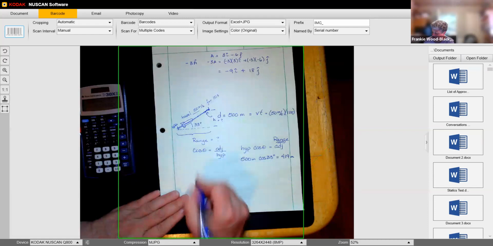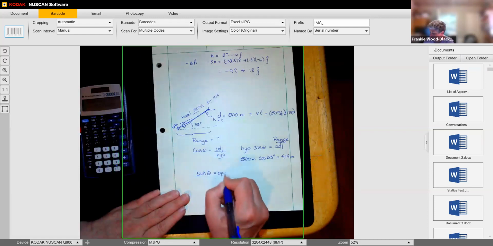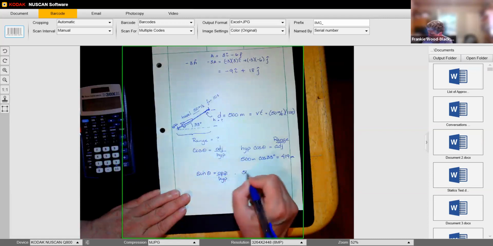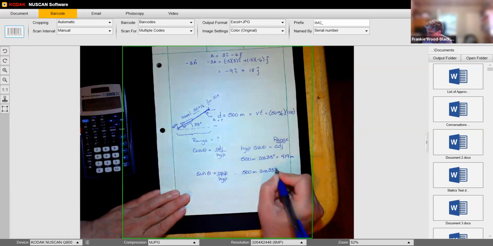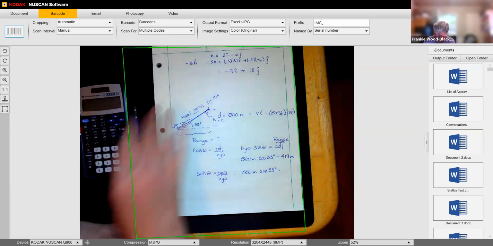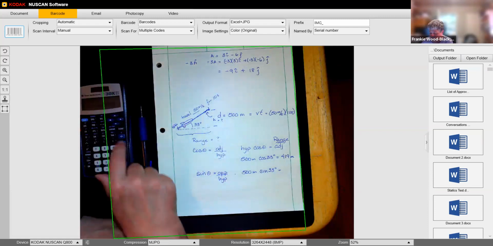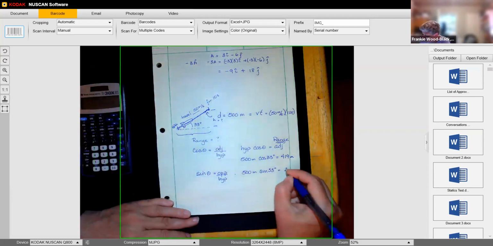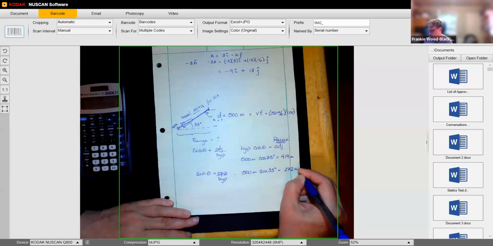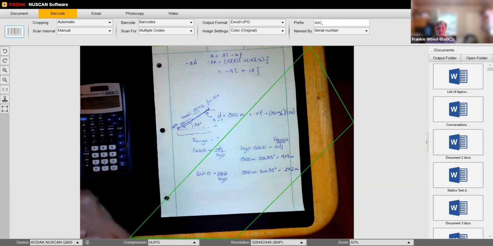But now we want to know how high we are. Do the same thing, except now we want the sine of the angle. So this is going to be our 500 meters, sine of 33 degrees. We're going to be at 272 meters if we're dealing with this part right there.